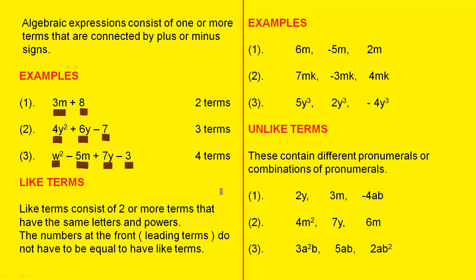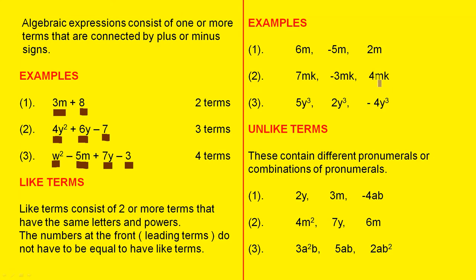Let's have a look at the idea of like terms to see what this means. Like terms consist of two or more terms that have the same letters and powers. The numbers at the front, which are called leading terms, do not have to be equal to have like terms. Let's look at some examples. Here we have three distinct terms. Each of them has an m, and the powers are all the same. They're all like terms.